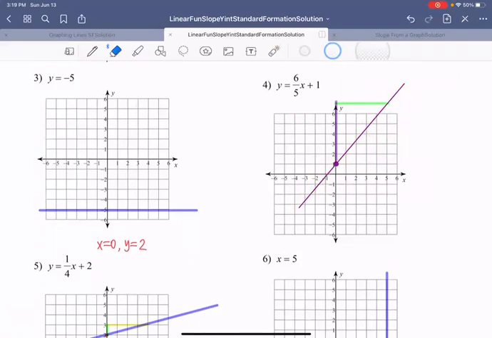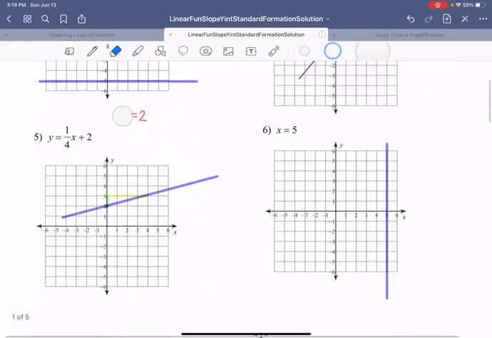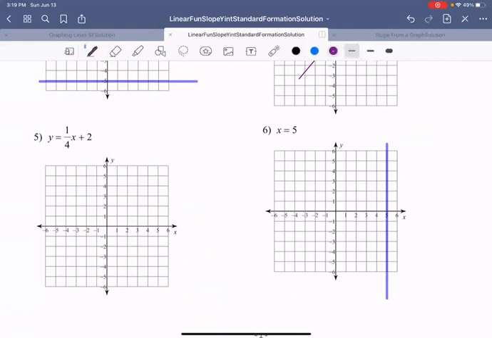Now I'm going to ask you to do one more, okay? Okay. Go ahead to number 5. And the intercept is 0, 2. Thank you. Next. And the rise is 1. And then the run is 4. And you connect.